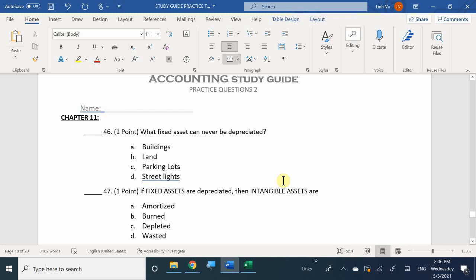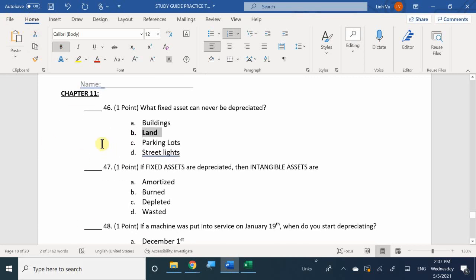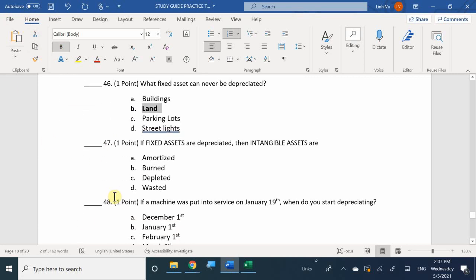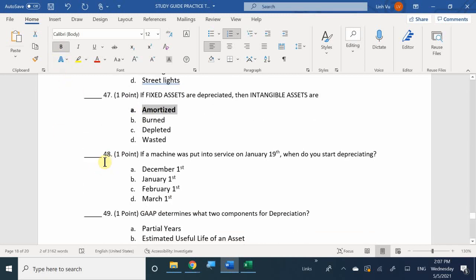So here's a few conceptual questions. What fixed assets can never be depreciated? B. I will ask this question until you remember. Land. Excellent. Number 47. If fixed assets are depreciated, then intangible assets are amortized. Yes.